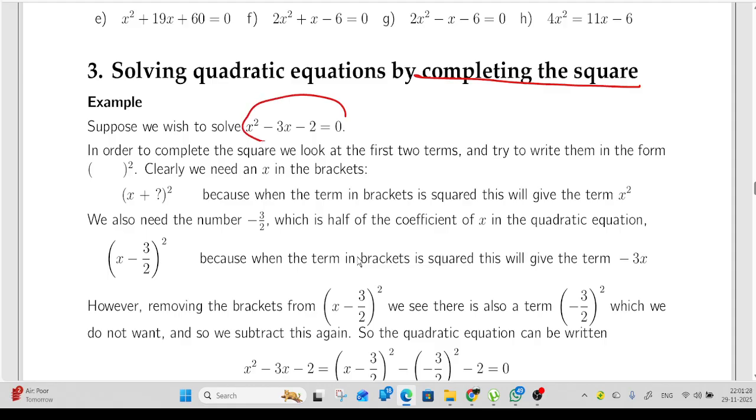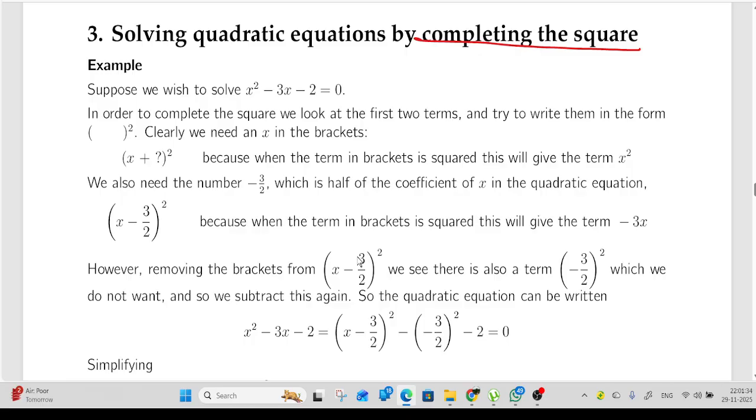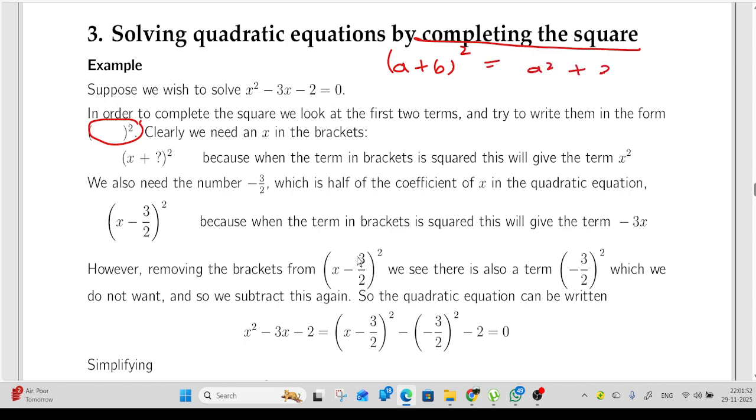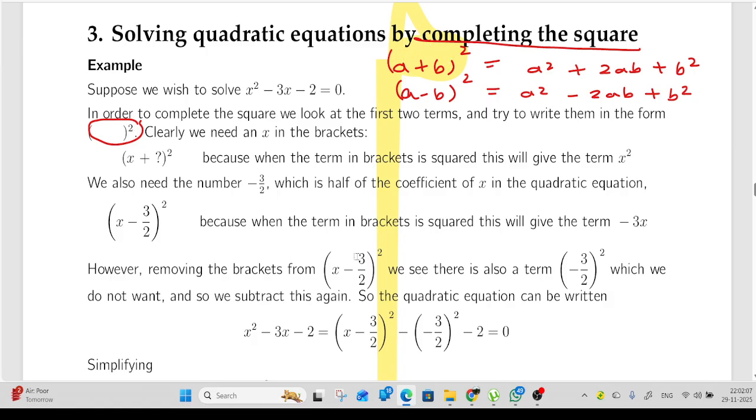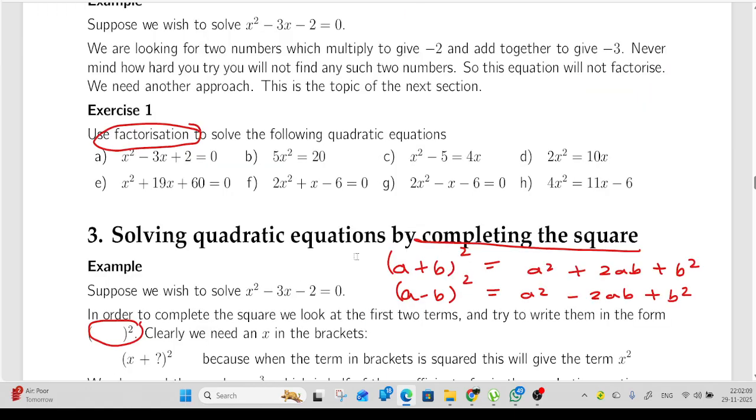Let's take the same example. In this question, in order to complete the square, we look at the first two terms and try to write them in the form of a completing square. Completing the square means there is an identity, a plus b whole square equals a square plus 2ab plus b square. If we put a negative sign here, everything remains the same, and this term will become negative. So we need to write our answer in this form, a plus b whole square. Okay, so let's see.